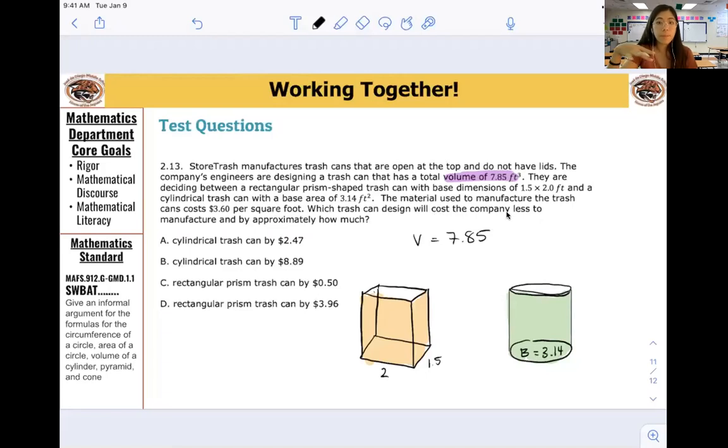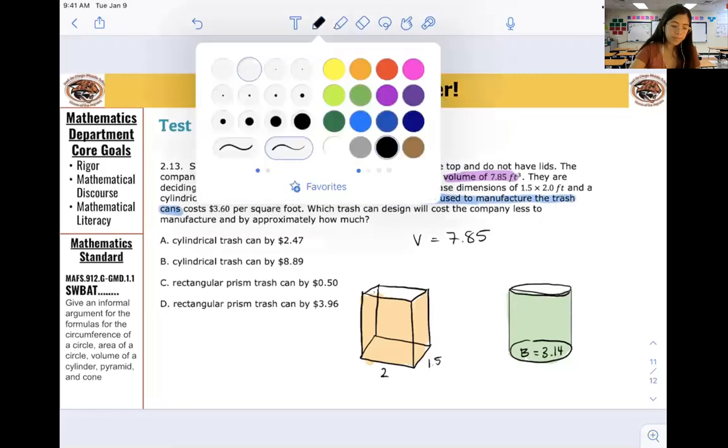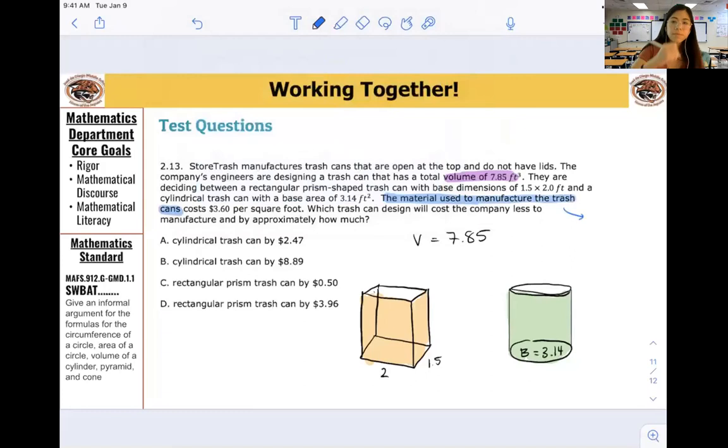So there's a lot of information, right? But at the end of the day, they're asking us about the material used to manufacture the trash cans. Is that volume or is that surface area? That is the surface area, because they're not asking us how much trash fits inside. They're asking us about the material used to make the trash cans. So that's all of the outside surface.